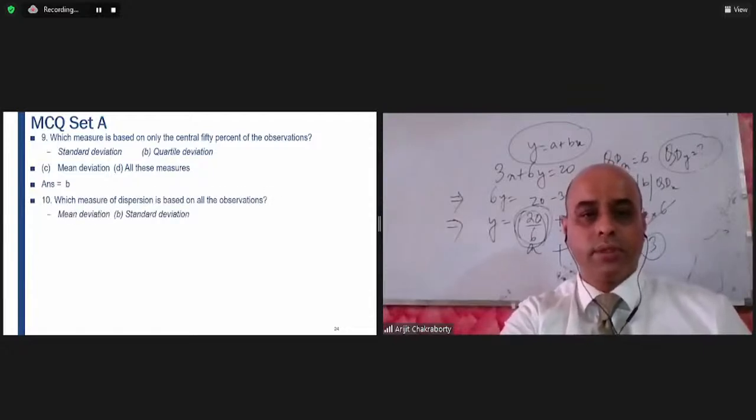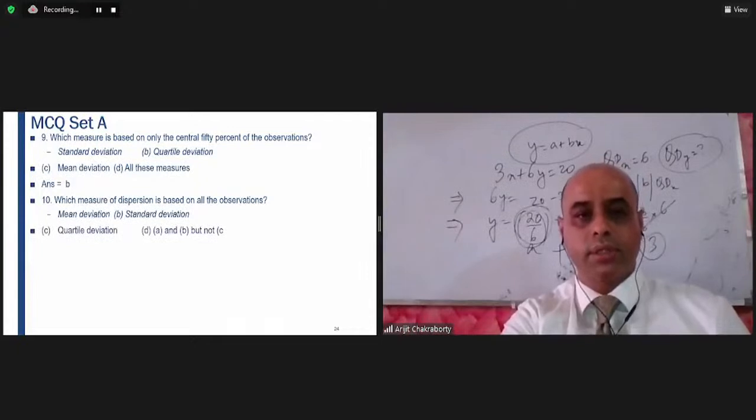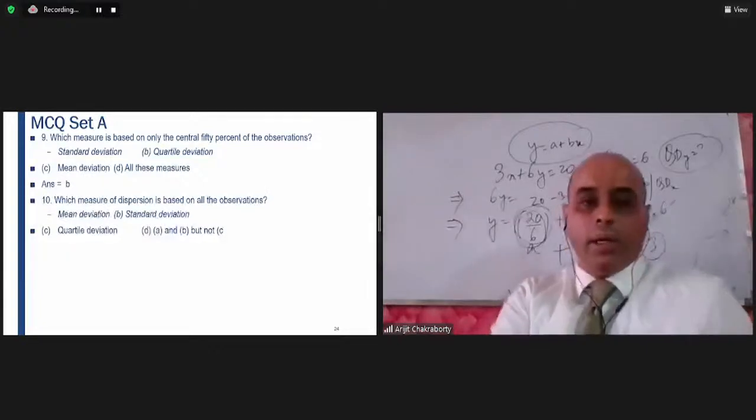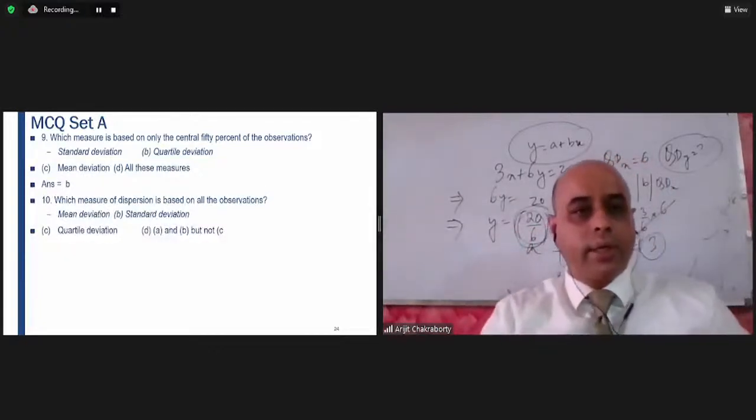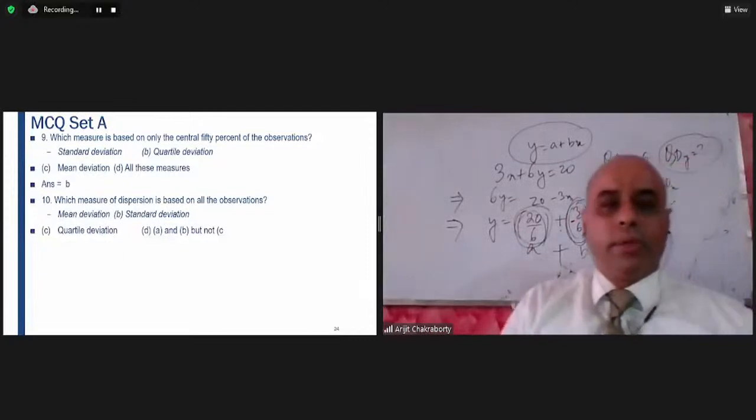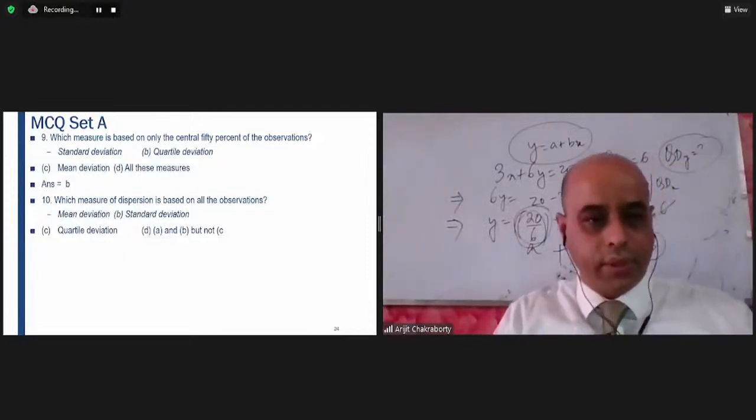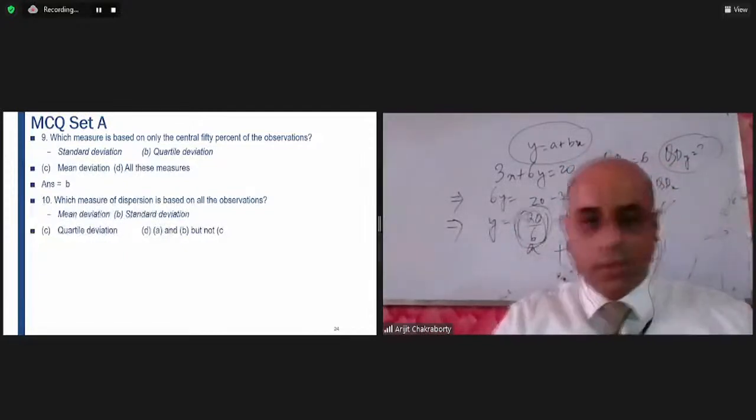Next question, which measure of dispersion is based on all the observations? Is it mean deviation? Is it standard deviation? Is it quartile deviation? Is it A and B but not C? Now, already looking at number 9, you can guess that quartile deviation is based only on the central 50. So quartile deviation is not the answer.